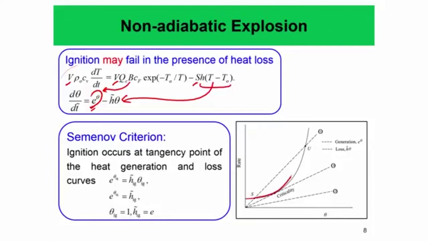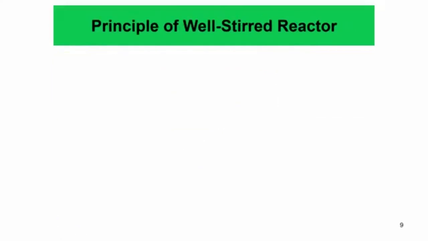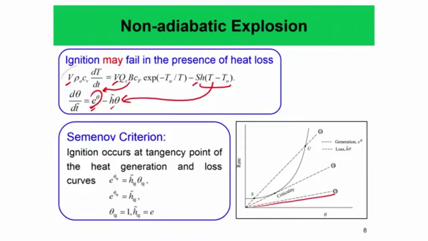This is the E theta curve, and now let's have different possible rates of heat loss. Let's go to case 2, where this slope is given by H. This heat loss is much weaker than the heat generation. The generation curve is much larger. As a result, ignition is guaranteed, no problem. So for case 2, the ignition is guaranteed.